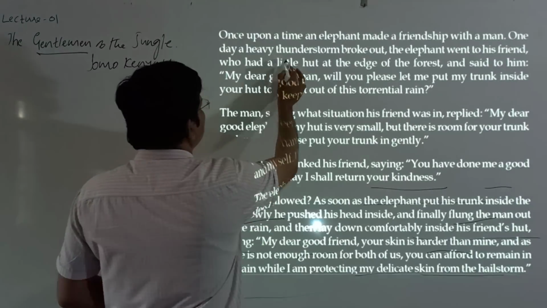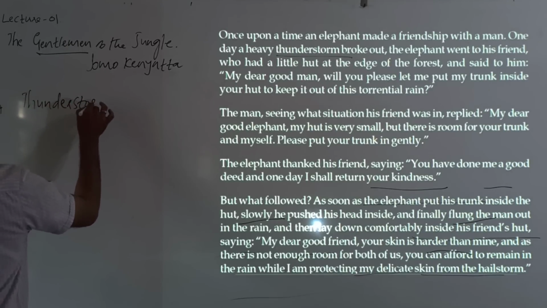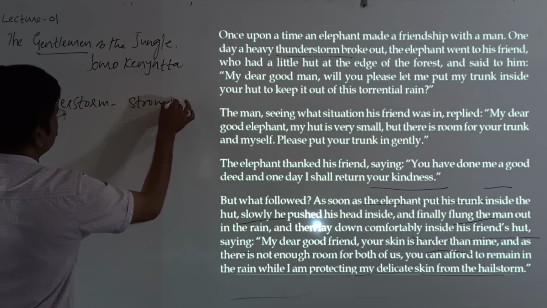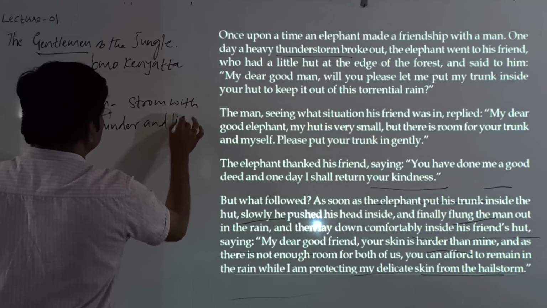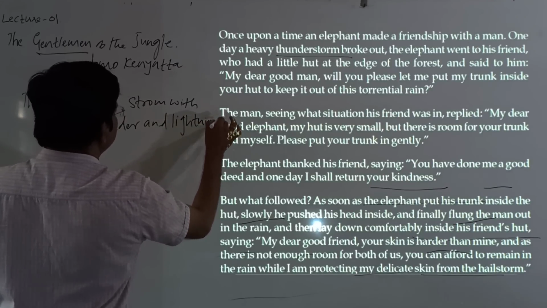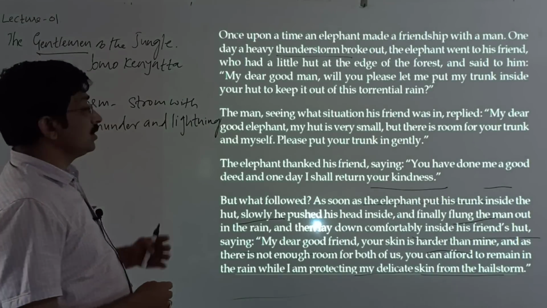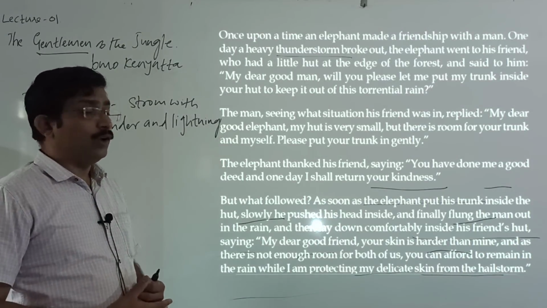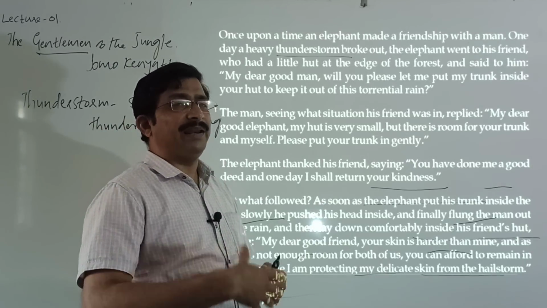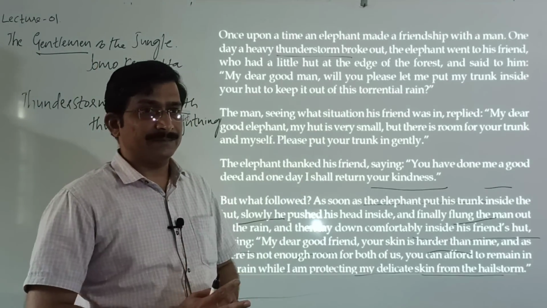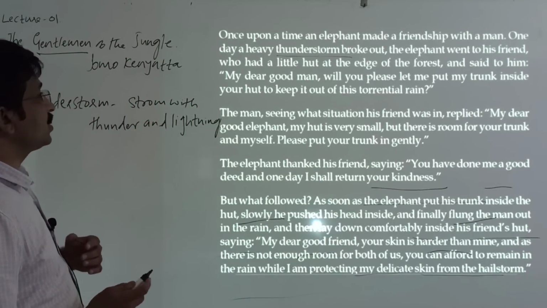And some words are there here. Thunderstorm. What is the meaning of thunderstorm? Storm with thunder and lightning. Very heavy rainfall with thunder and lightning. Such rainfall occurs usually in the months of April and May, with thunder and lightning, heavy rainfall with gushing wind. Okay, it is thunderstorm.